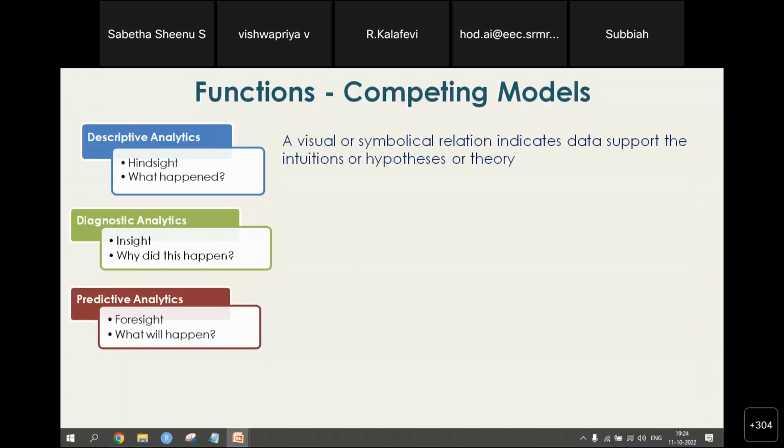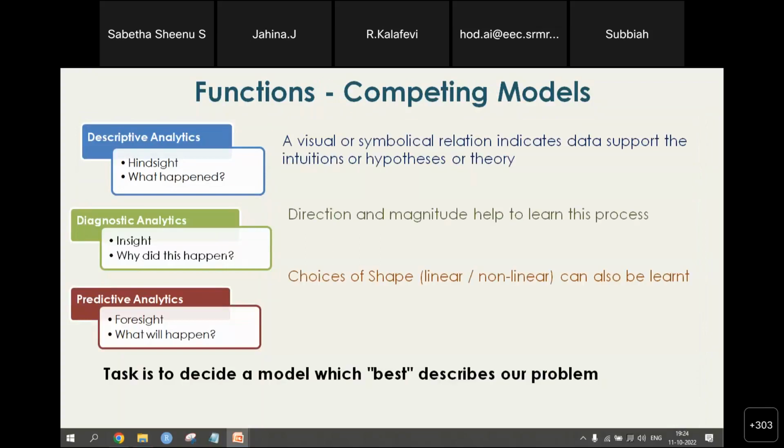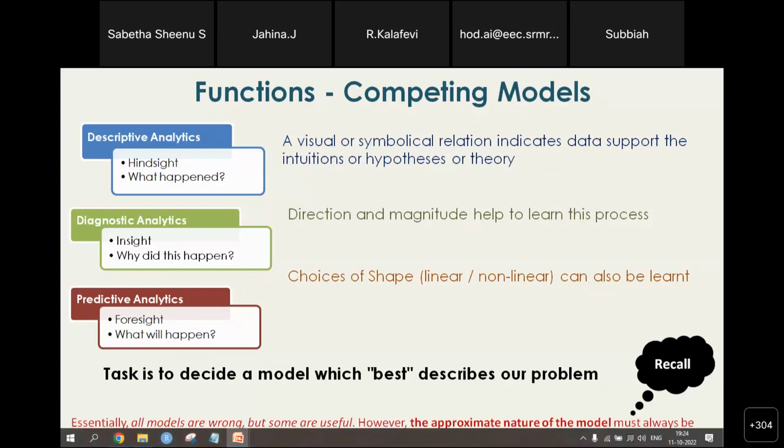Okay, so in this modeling, the objective is to decide whether I'm looking for a linear mapping or a non-linear mapping, and then decide which is best for your purpose, whatever the analysis may be, whether it is descriptive, diagnostic, or predictive. Because there is no one model to explain everything, they say all models are wrong. Some of them are useful.